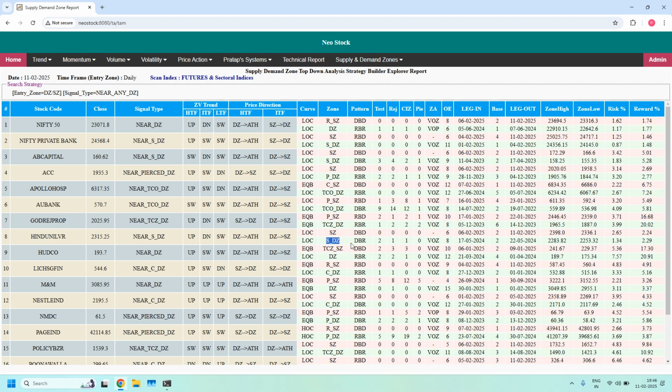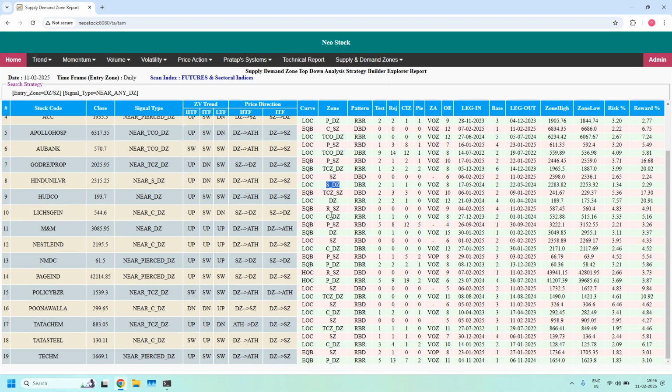Okay, we got Hindustan Unilever. This is a daily high liquidity demand zone. This is the first one. Next, LIC Housing Finance. Second one. Next, Nestle. This is the third zone. Next, Poonawalla, fourth zone, high liquidity zone.